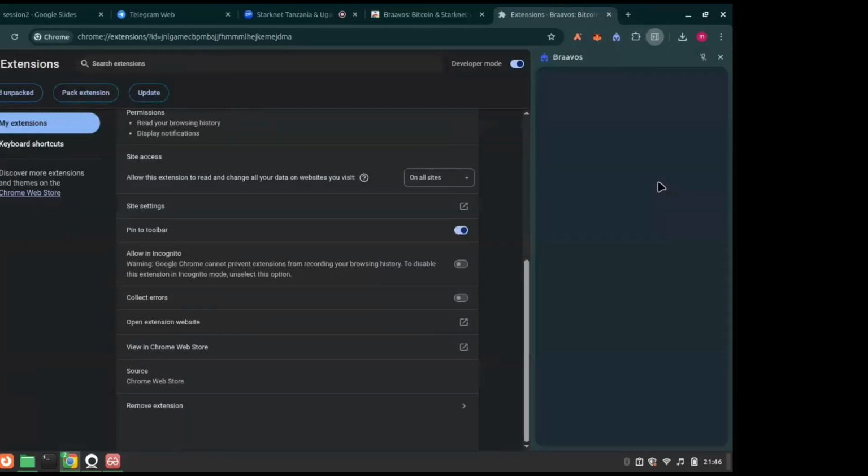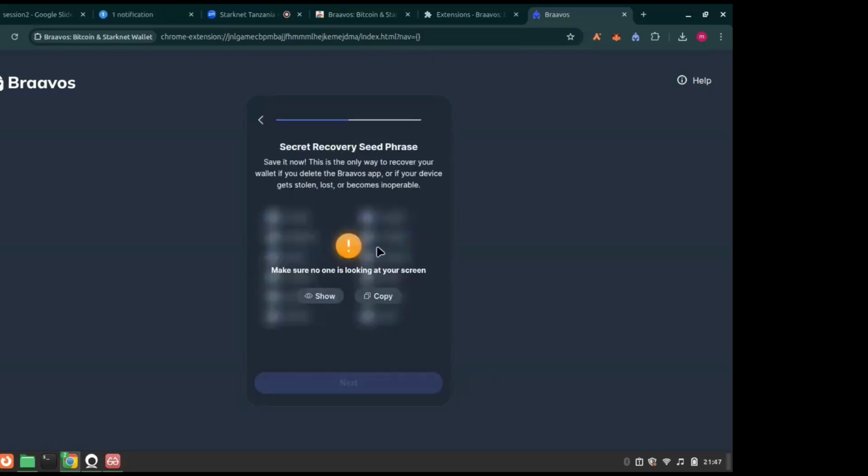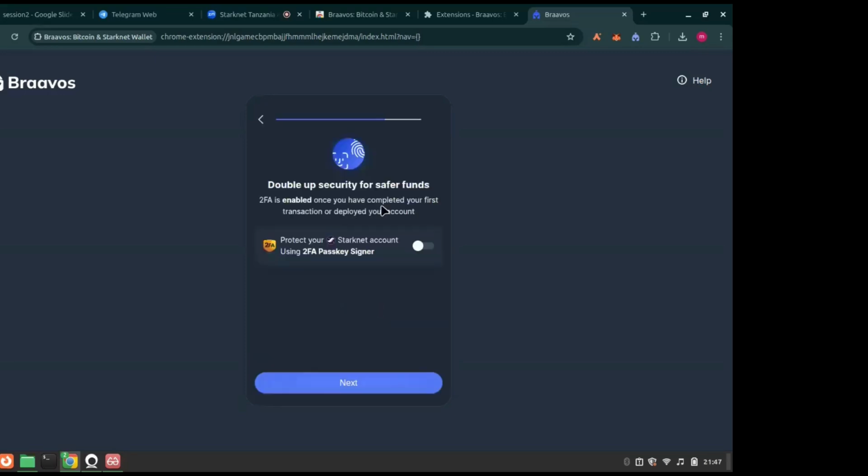So the biggest difference between MetaMask and Braavos and Argent is that Braavos gives you extra security, as compared to MetaMask. So let me try and open it here. So it opens. It also tells you to reveal your secret key. I can just copy it. I saved my secret key.